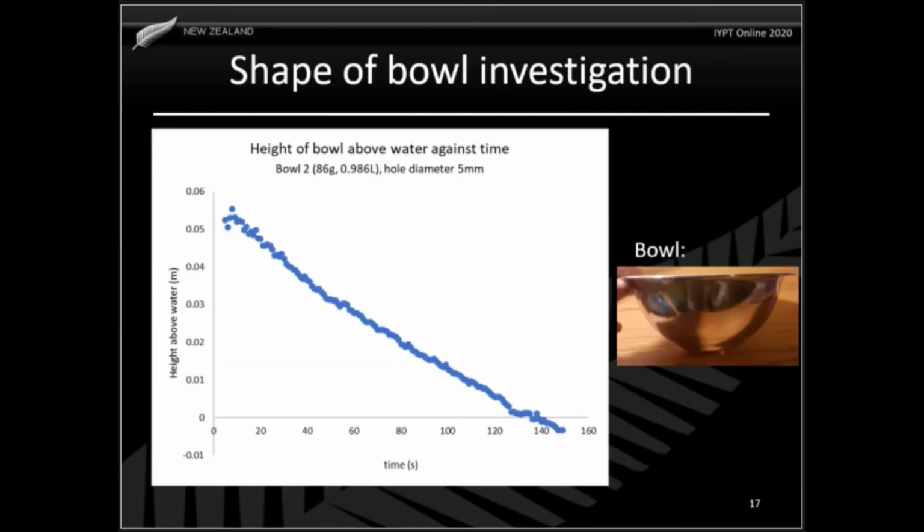To investigate how the rate of sinking changes throughout the bowl sinking, I used Tracker to track the height of the bowl above water over time. My setup was the same as in the demo video I showed at the start. For this bowl, the pressure difference is decreasing over time, but the almost straight line shows that the effect this has on the rate of the bowl sinking is slight.